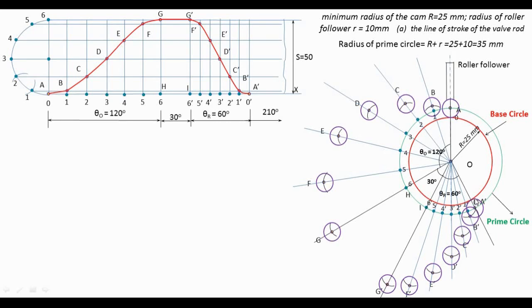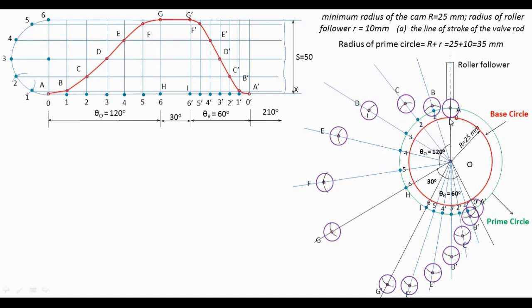So what we have to do now is draw a line which should touch every circle, in this manner, which is going to represent the profile of the cam. Make sure that it does not intersect with the circumference. It will be tangent to the circumference of each circle.